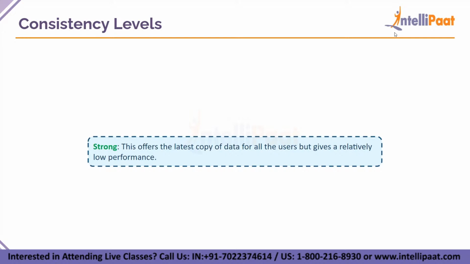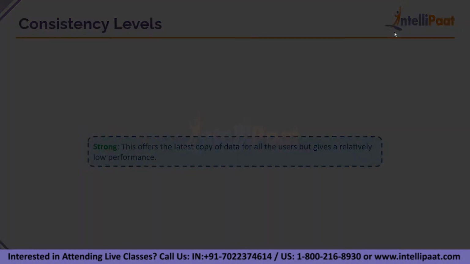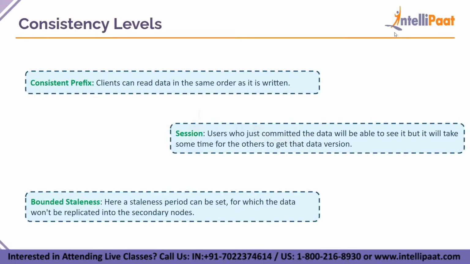But the problem here is low performance, because the people are not getting the updated data as quickly as in eventual consistency, because it will take some time for the data to get updated everywhere, and only then will people get this data. So this offers low performance. Between eventual consistency and strong consistency, there are three other consistency levels which are offered.